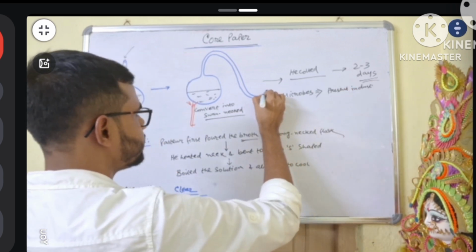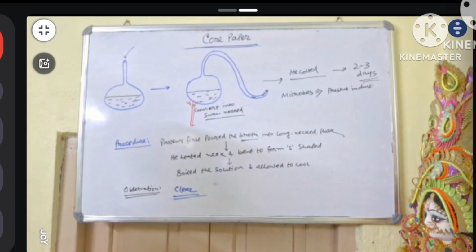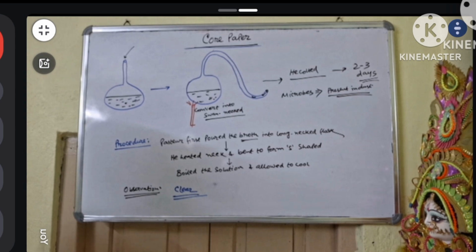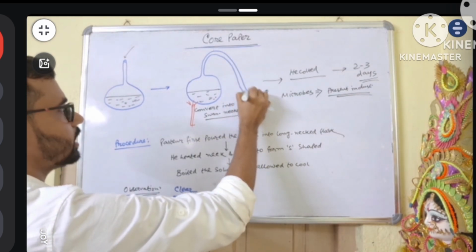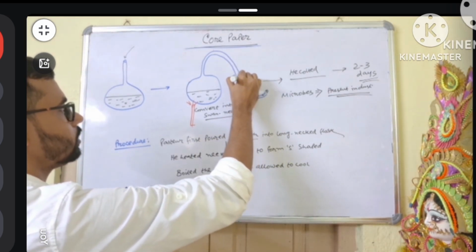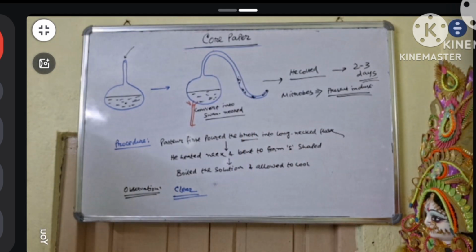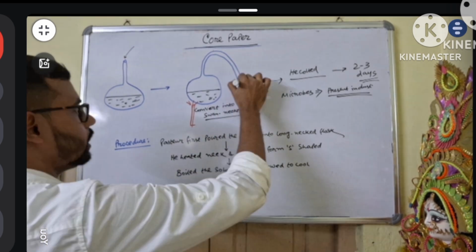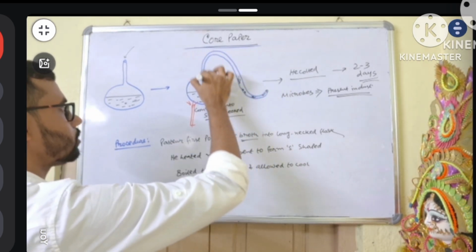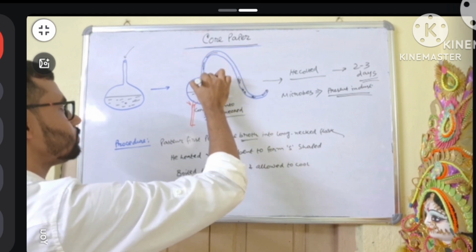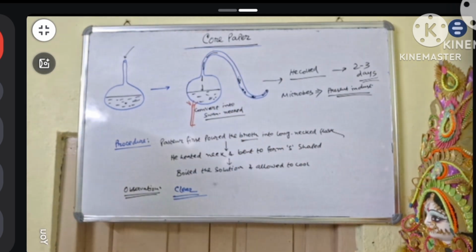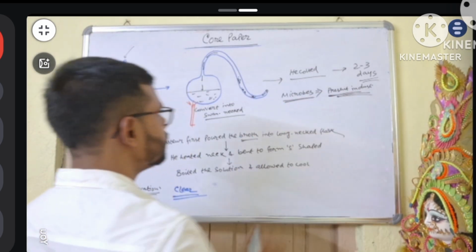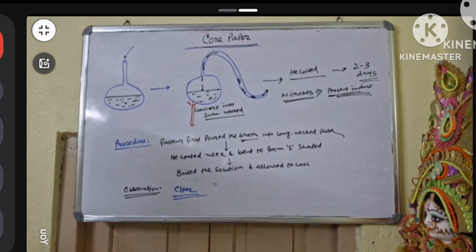So when air enters, air can reach the broth easily, but the dust particles cannot reach the broth. At the bent portion, all the dust particles are deposited. Actually, microbes come from the dust of the air, so all microbes are deposited here. Microbes cannot reach, but air can reach. No question about that. Air can reach the broth, but microbes cannot because dust particles are deposited at the bend.